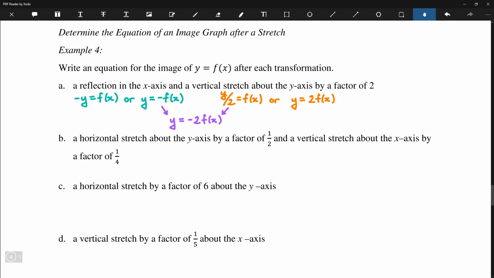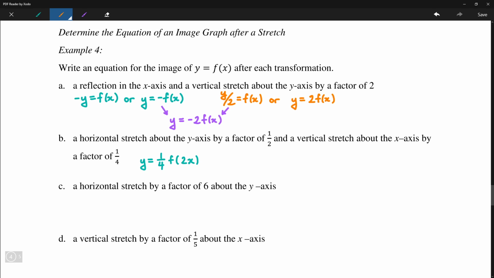stretch by a factor of 1/4. All right, so simply put then, this will be y equals... Let's do the vertical stretch first, by a quarter, so 1/4 f of x. But this, of course, will be f of 2x because of the horizontal stretch by 1/2.